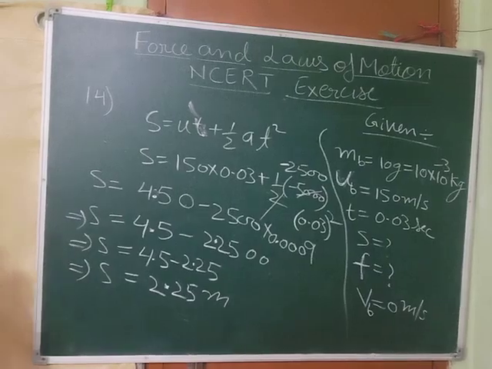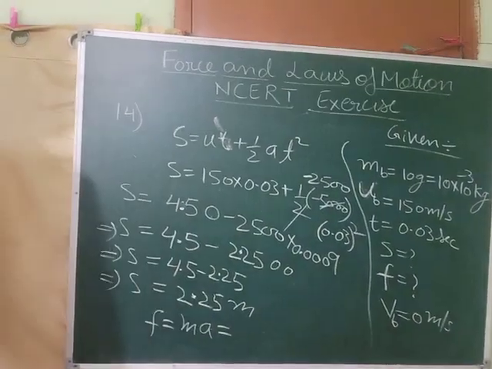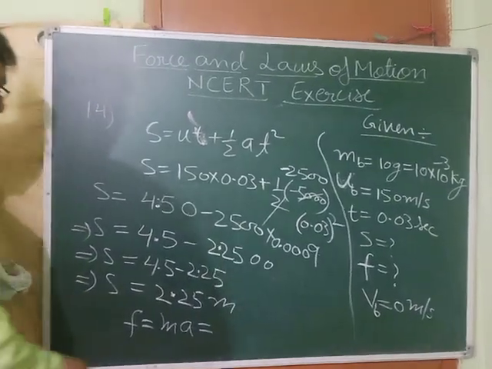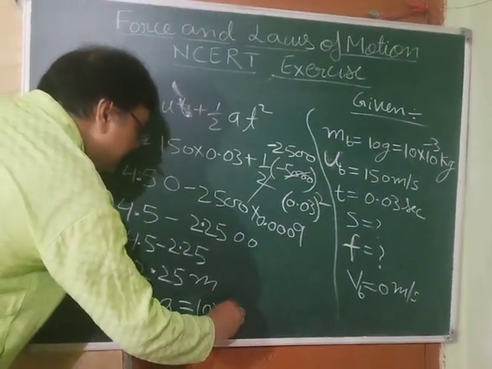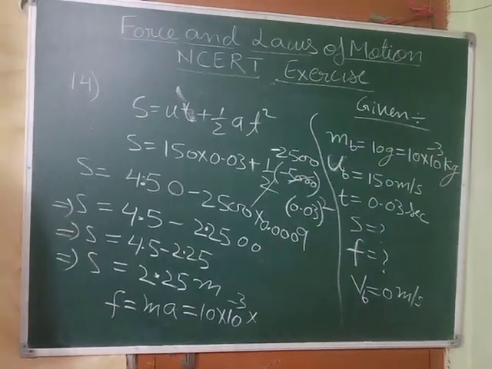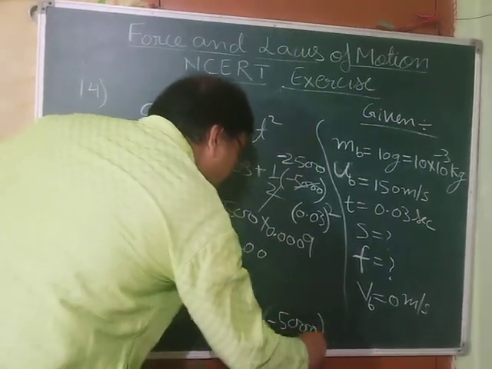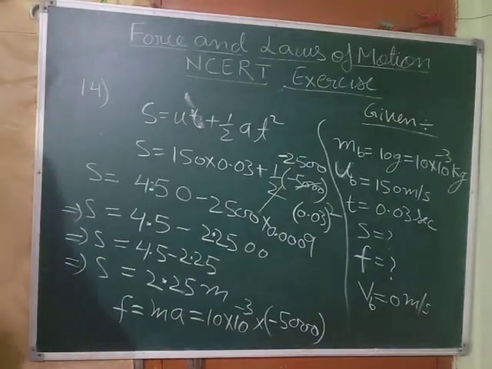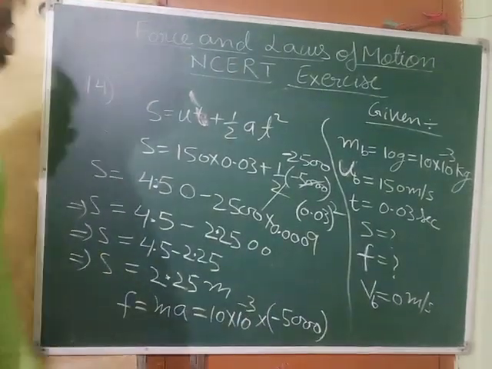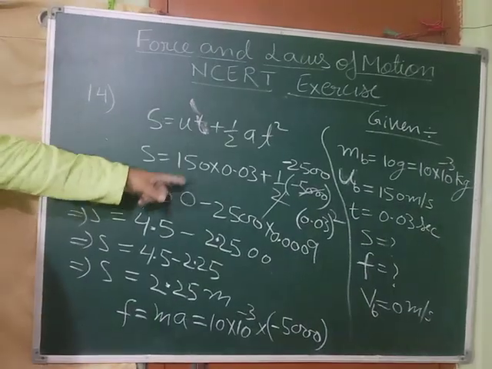Now, we have to find out force. It's very easy because we know that force is mass into acceleration. What is the mass of the bullet? Because who felt the force? It is the bullet that felt the force. Mass of the bullet is 10 into 10 to the power minus 3. What is the acceleration of the bullet? We have calculated it. It is minus 5,000 meter per second square. If you multiply these two, this is 5,000, this is 10, you get 50,000.